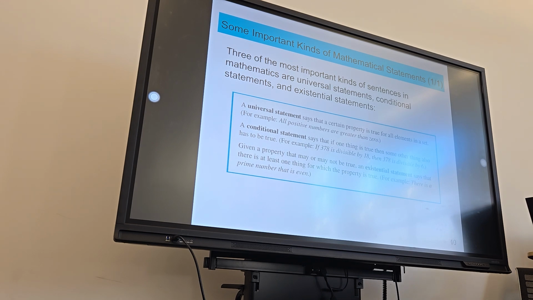If one thing is true, then the other thing is true as well. Given a property that may or may not be true, an existential statement says that there is at least one thing for which the property is true.